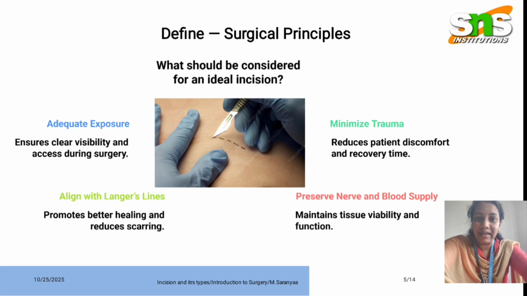It should align with Langer's lines. Langer's lines are the body's natural tension alignment. This alignment is helpful for proper healing of tissues and tendons. Minimizing trauma is very important, and reducing patient discomfort is also important, as is preserving the nerve and blood supply. If you follow Langer's lines properly when making the incision, it will give proper tissue viability and the function will be maintained.